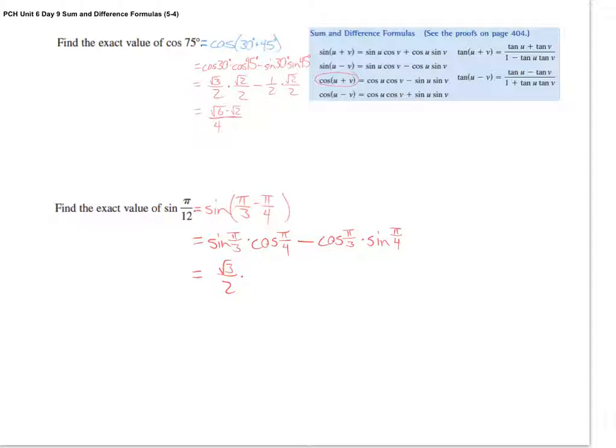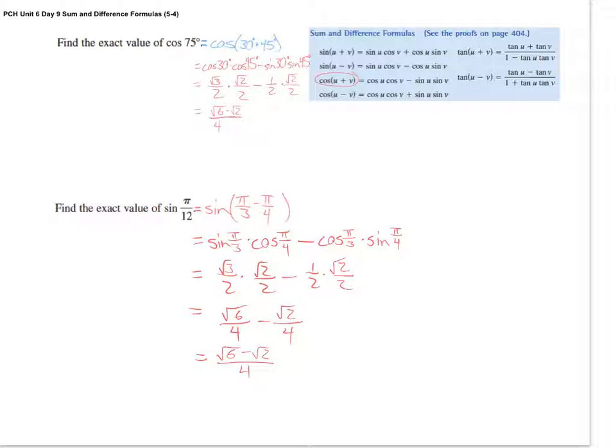And cosine of pi over 4? Root 2 over 2. Root 2 over 2 minus, what's cosine of pi over 3? 1/2. And sine of pi over 4? Root 2 over 2. Okay? So we have root 6 over 4 minus root 2 over 4, which is root 6 minus root 2 all over 4.